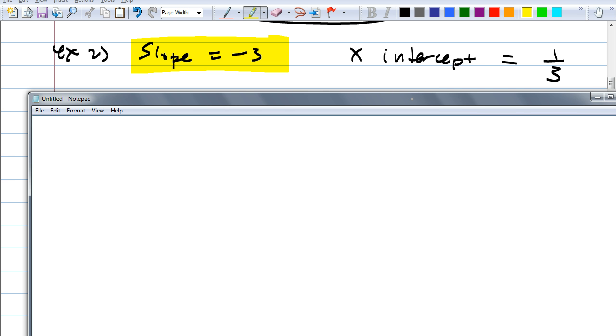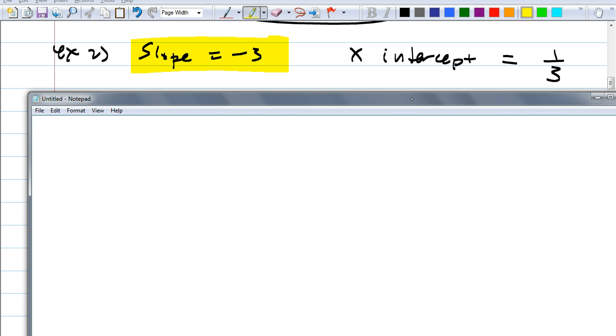Here's example 2. Now they want you to write an equation of this line where slope is -3 and x-intercept is 1/3. Okay? So how are we going to come up with the equation of this line? First of all, we know the slope, right? So it's -3. So what other information do we need? Y-intercept. Well, do we have y-intercept right now? No, they gave us the x-intercept.